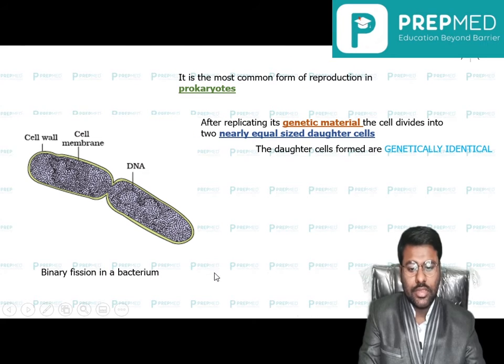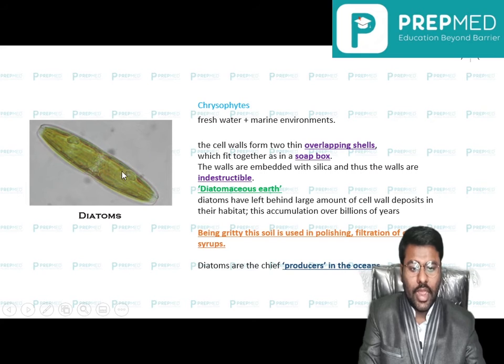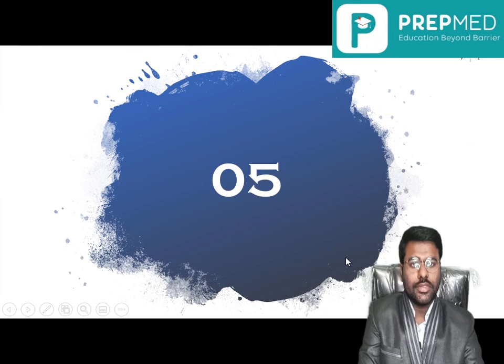Coming to the binary fission, where the daughter cells are genetically identical and the size is also the same. Coming to the diatoms, these are the most important features. They are found in both fresh and marine waters. The cell wall is formed by silica and is indestructible, diatomaceous earth is present, and they are the chief producers of the oceans.